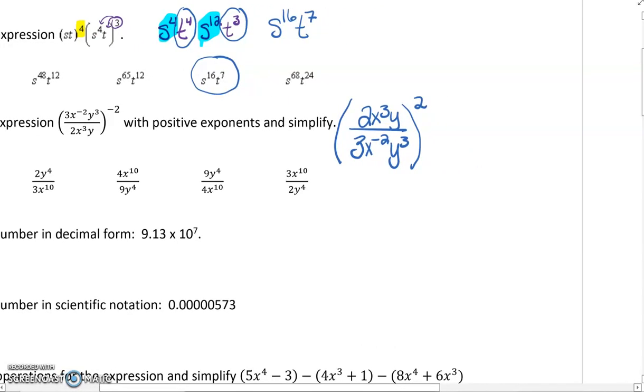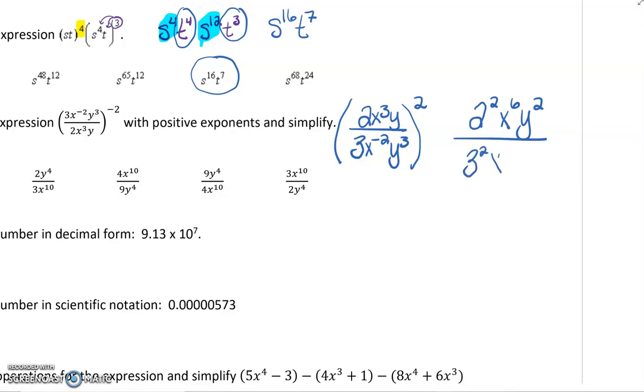Then I'm going to start applying that 2 to everything inside. So we've got 2 squared, we've got x to the 6th, y squared. On the bottom we have 3 squared, x to the negative 4th, and y to the 6th. All right, I know that 2 squared is going to give me 4 on the top, and 3 squared is going to give me 9 on the bottom.